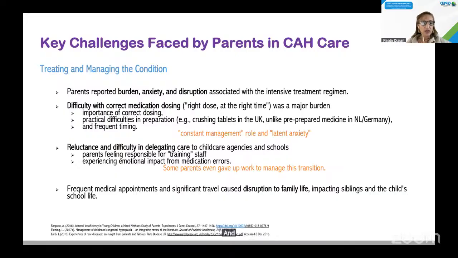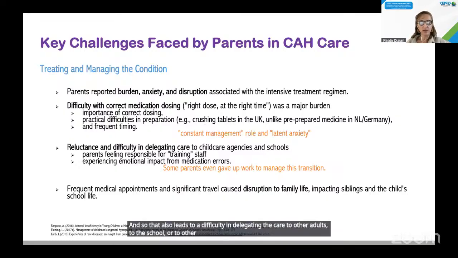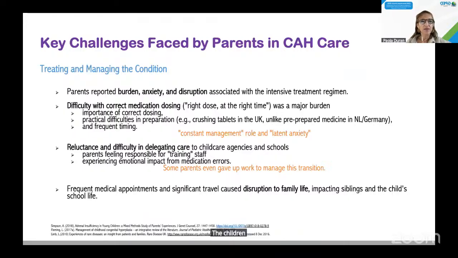That also leads to difficulty in delegating the care to other adults, to the school, or to other facilities where they leave the children. The parents and caregivers feel responsible for training the staff or the people who are going to take care of their child. When there are medication errors, that has a big emotional impact and causes guilt for the families and caregivers. Some parents even gave up work to manage the transition and take care of the child.